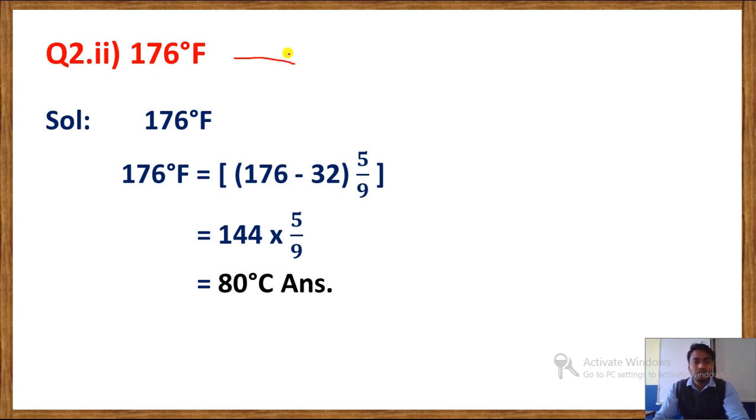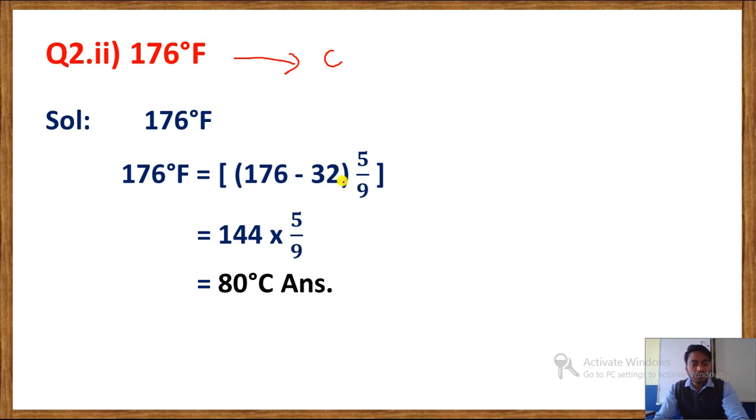Okay, and this we have to convert in Celsius scale. So 176 degree Fahrenheit equal to, we have to give a big bracket, then a small bracket. Then according to point number 1, first we have to subtract 32 from the given temperature, and the given temperature here we have is 176. So 32 we have to subtract from 176. As you can see here, 176 minus 32.